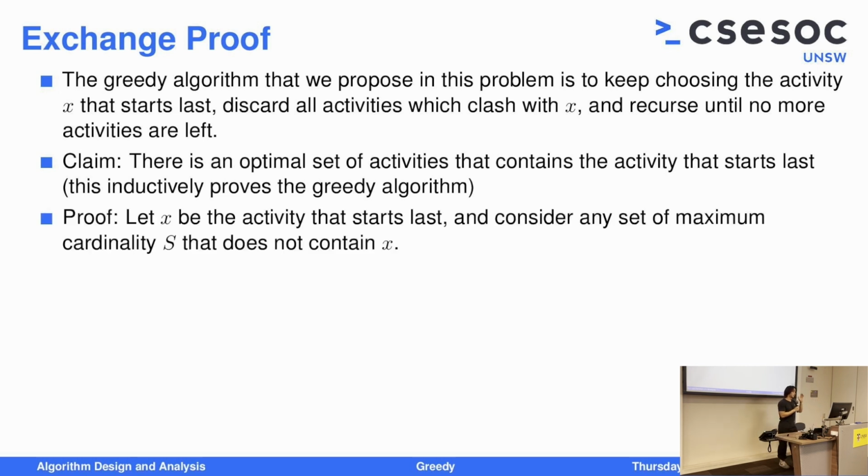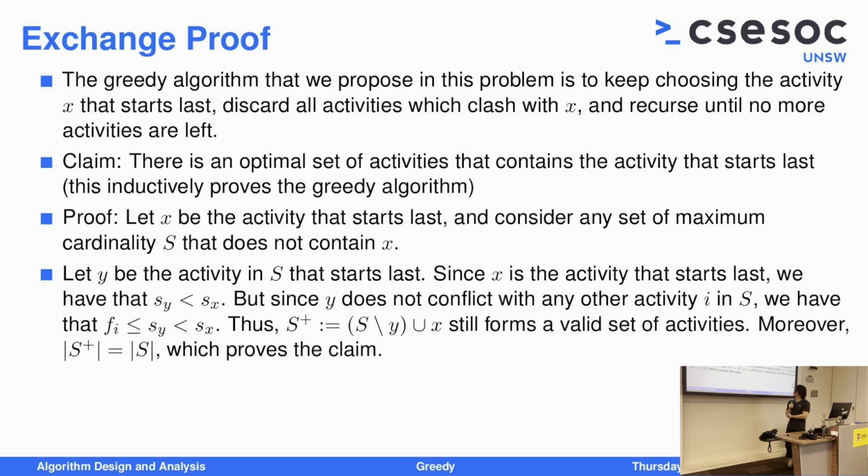Okay, so here's our proof. Let X be the activity that starts last. Consider any set S of maximum cardinality that does not contain X. Just any set, as long as it doesn't contain X. Let Y be the activity in S that starts last. Since X is the activity that starts last, we have that s_Y is less than s_X. But since Y does not conflict with any other activity i in S, we have that f_i is less than or equal to s_Y, which is less than or equal to s_X.